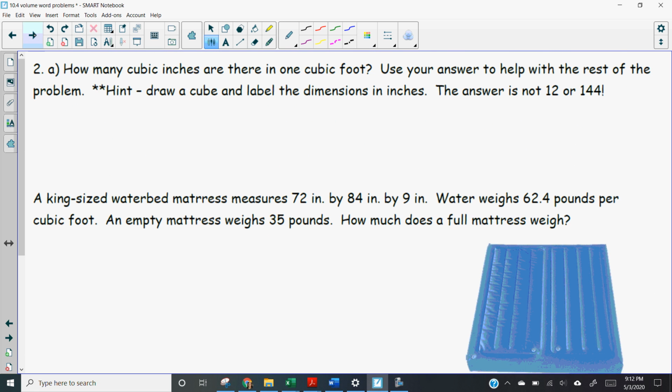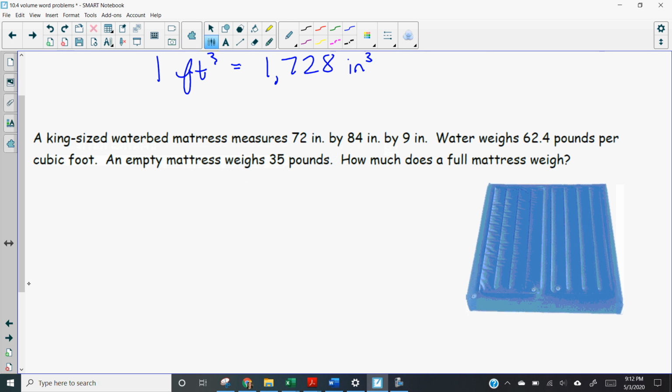Number two, this we discussed in the video prior to this. So 1 cubic foot is equal to 1,728 cubic inches. We'll be using that in the next part of this problem. Okay, so to find how much this mattress weighs, we need to figure out how much water will fit in there. We actually want to find the volume first, then we'll worry about the weight, that it's 62.4 pounds per cubic foot.